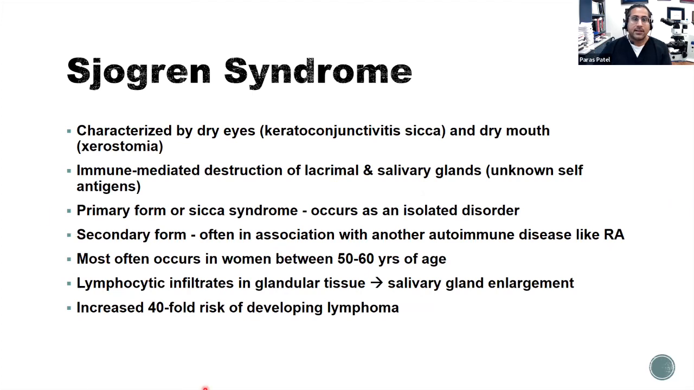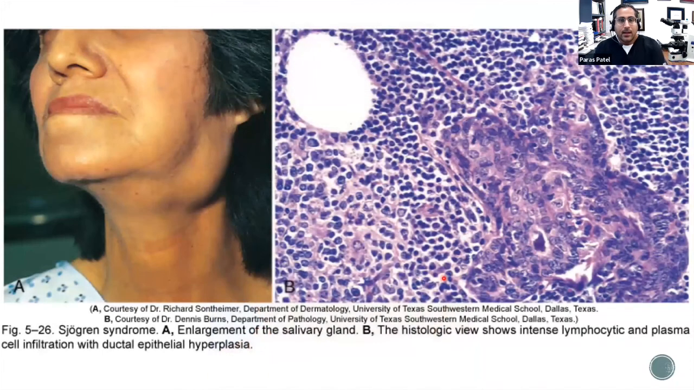The important thing for these patients is they are at an increased risk of developing lymphoma later in life as a function of their disease. This is a patient who had Sjogren's disease and ended up developing a large lymphoma here in the portion of their salivary gland. Okay. Here's another example of this patient, and this is one where we do have salivary gland enlargement. And histologically, this is what we see. It's an immune destruction of our normal salivary gland tissue here. All right.